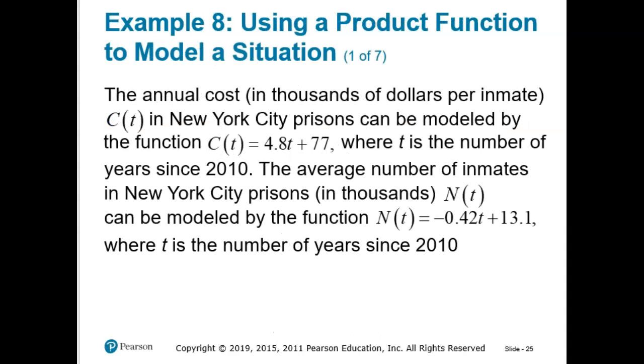Now, why might we want to do this? Well, we might want to do this by modeling a situation such as the annual costs in New York City prisons, modeled by the function c of t equals 4.8t plus 77, where t is years since 2010. The average number of inmates in New York City prisons in thousands can be modeled by negative 0.42t plus 13.1, where t is the number of years since 2010.